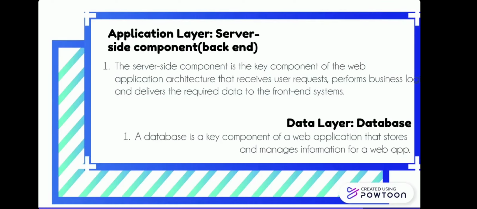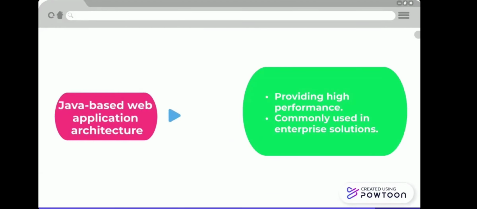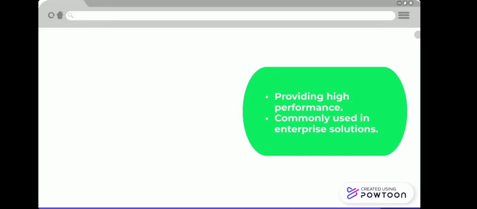Data layer, known as database, is a component of web application that stores and manages information for a web app. Then is the application server and web server architecture. First is the Java-based web application architecture. It has provided high performance.